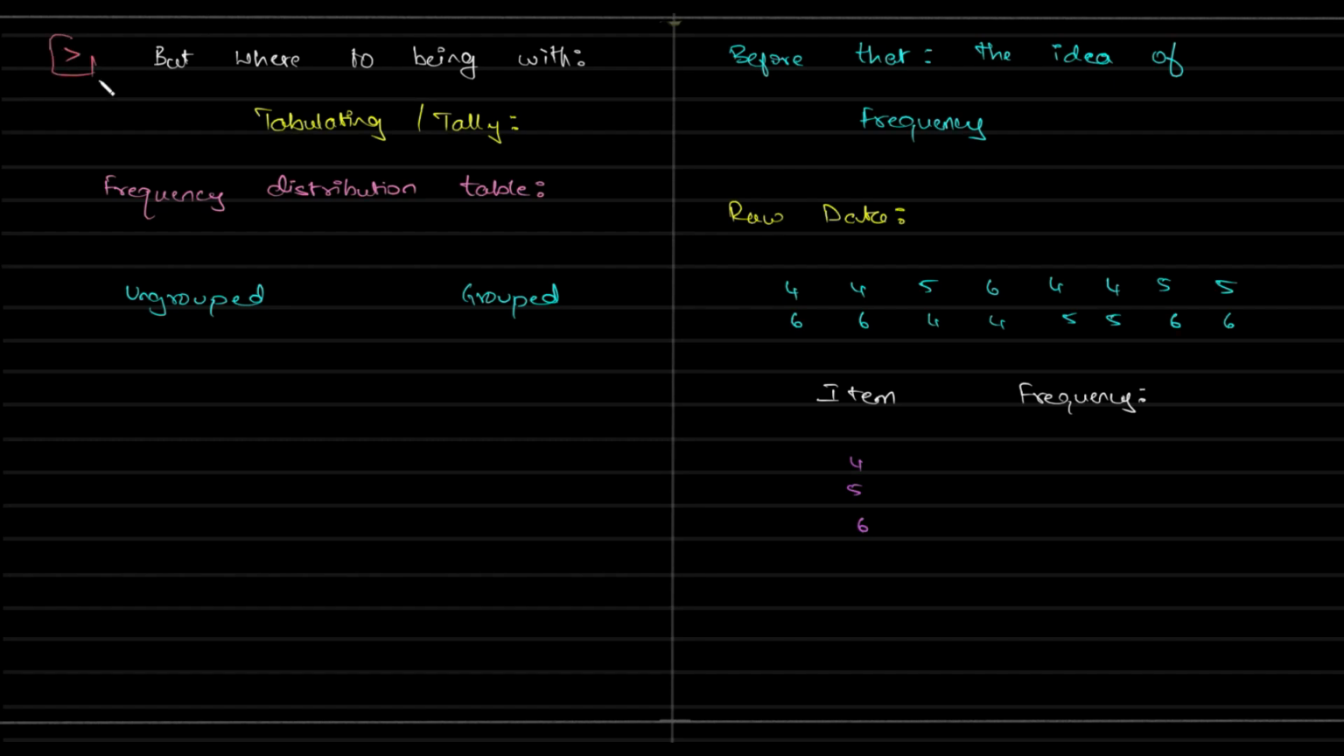We saw the raw data. We saw that we need to analyze the data. But where do we start? Where do we start the analysis? We'll start with tabulating, making a table out of the data.